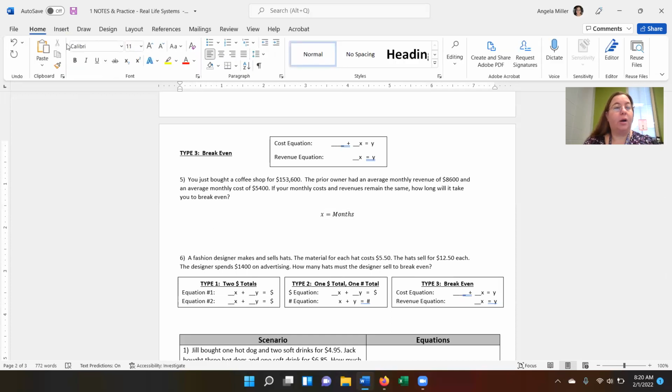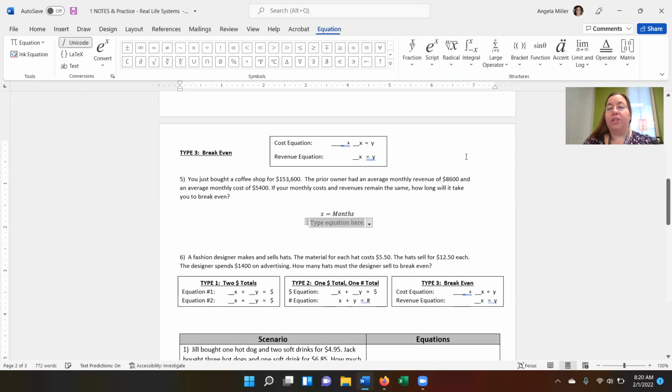And now we're going to do our cost equation. And we're just looking for the things that are costing us money first. So cost equation. We start with our fixed cost. And remember, we talked about our fixed cost is the coffee shop itself. So that is $153,600 plus whatever our variable cost is. So what cost do we incur every single month? And on average, right, we have $5,400 per month. So that's where we get that variable, or that X, okay, equals Y. That's what we're trying to figure out.